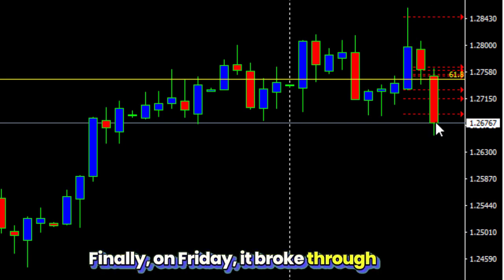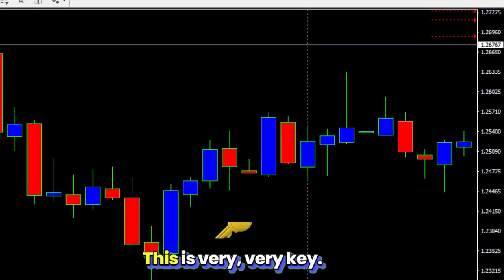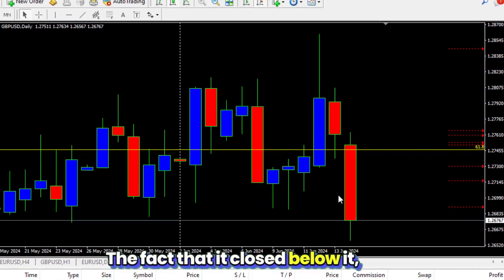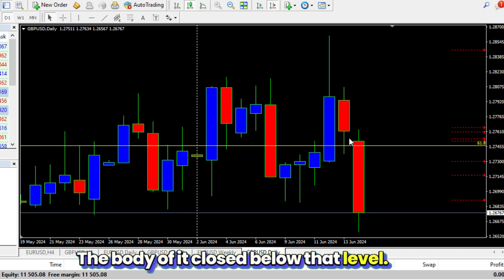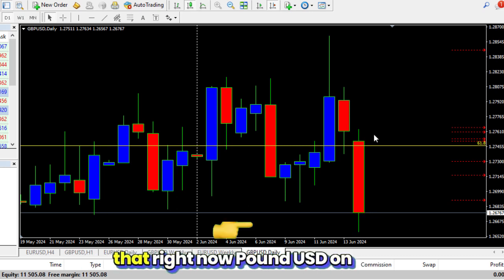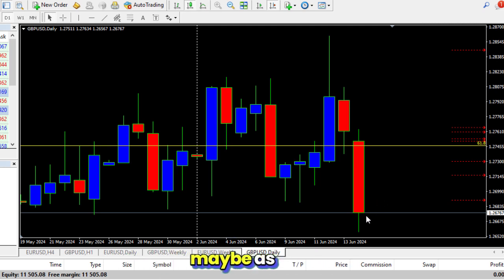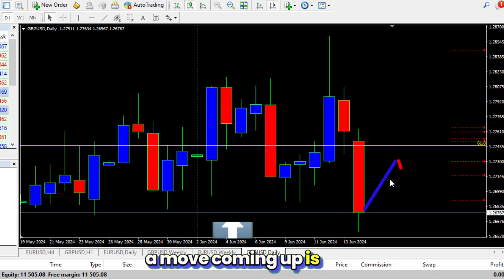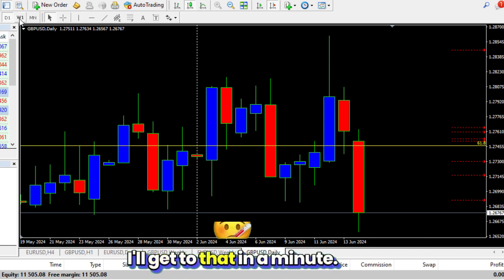Finally, on Friday, it broke through it and also closed below it. So this is very key. This is very, very key. The fact that it closed below it, as you can see, the body of it closed below that level. This gives us a confirmation that right now, Pound USD on the daily chart is now in a bearish movement. Any movement, maybe in the coming week, maybe as the week starts, if we see a move coming up, it's most likely just to come up and come down again. Hope that's clear. So for the exact targets, I'll get to that in a minute.